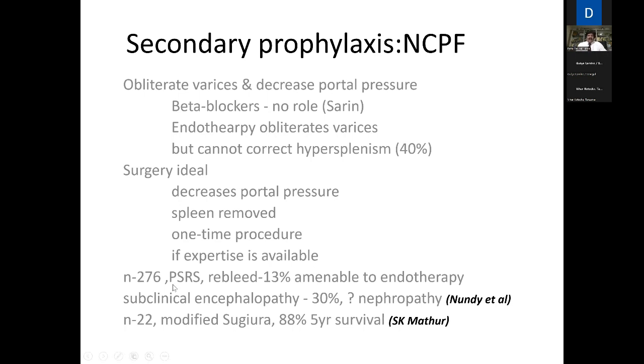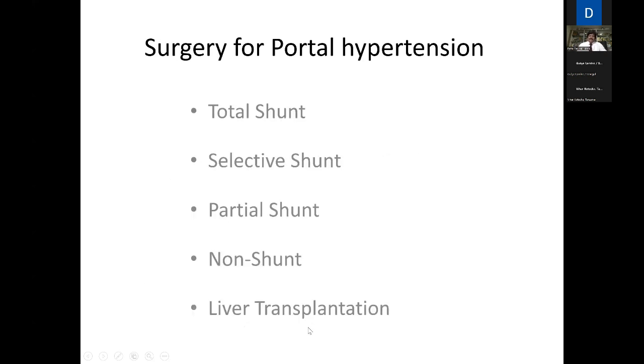And in the All India Institute of Medical Sciences series of 276 patients with NCPF who underwent proximal splenorenal shunt with splenectomy, the rebleed rate is 13%, and that rebleed was amenable to endotherapy. But there is a certain group of patients with subclinical encephalopathy, 30%. Those are the ones who have abnormal livers, and also a couple of nephropathy patients. Again, if NCPF patients are subjected to elective shunts, the Sugiura procedure, modified Sugiura, there's 88% 5-year survival.